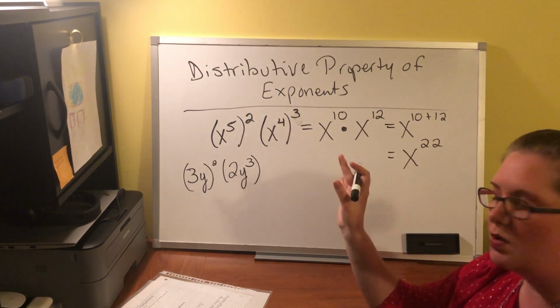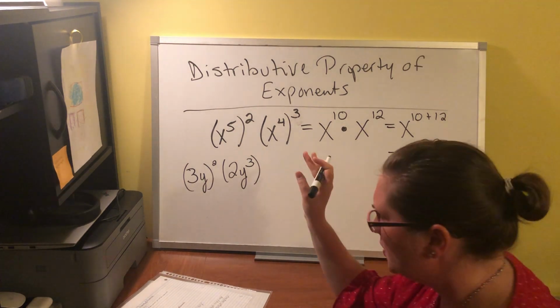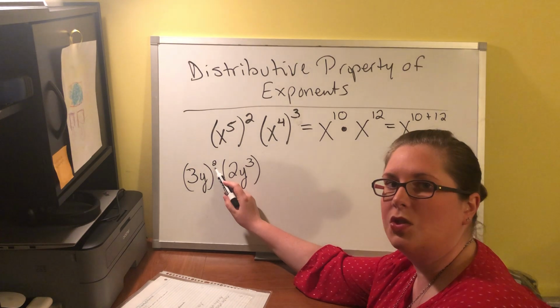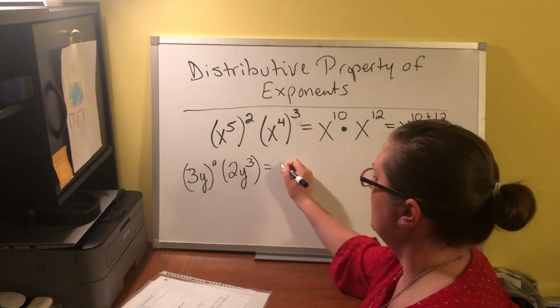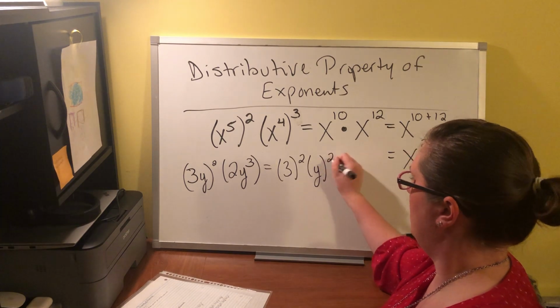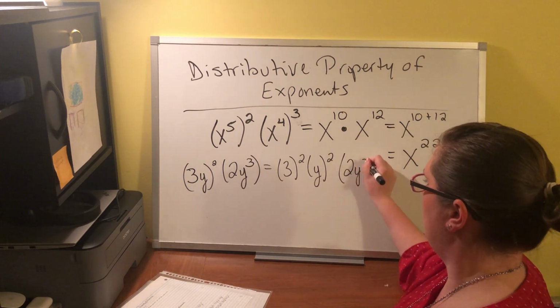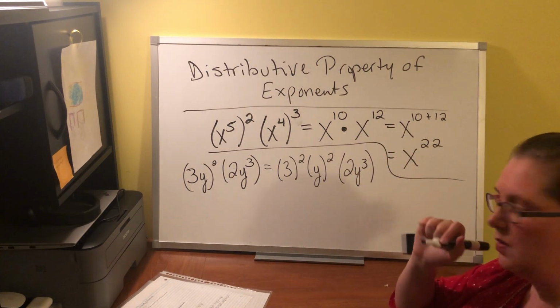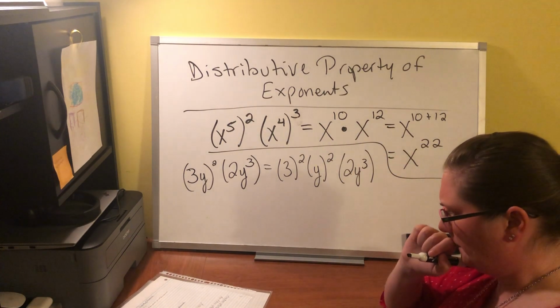Okay, so we're going to be doing multiple things here. So the first thing we need to do is deal with this distributive property with this 2, this exponent on the outside. So we are going to do 3 squared and the y squared, and we're leaving the 2y cubed alone for now. Okay, we're leaving it alone for now.